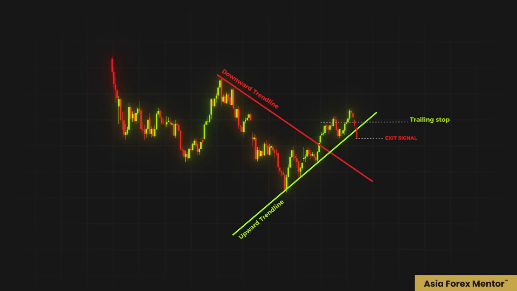That kind of thing. This is mechanical, right? This is not emotional. This is now mechanical. The trend line tells you to get out.